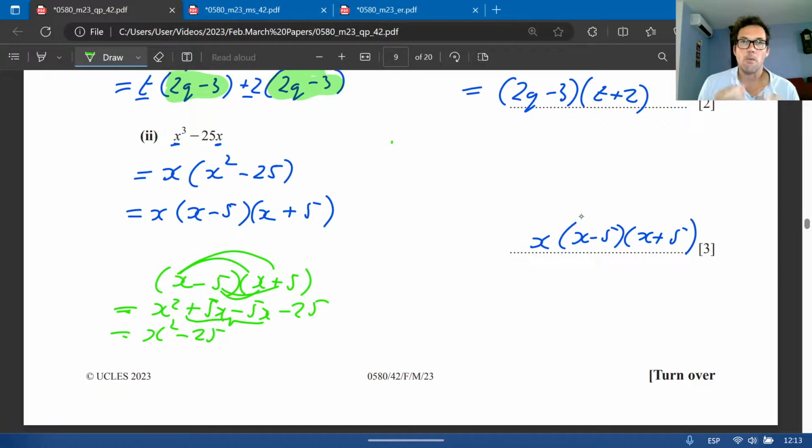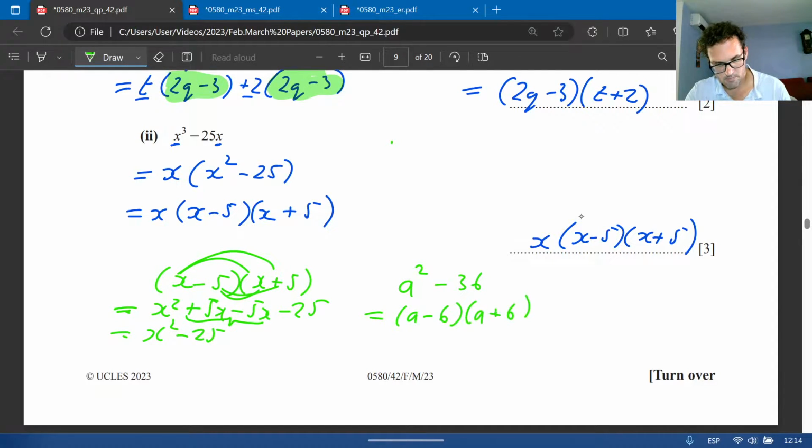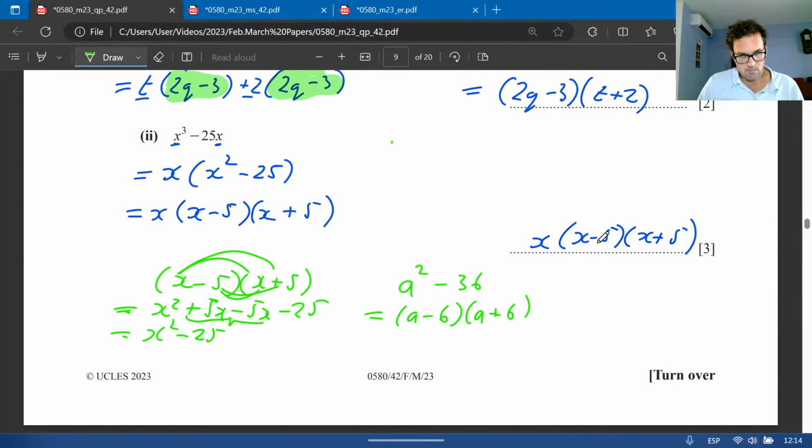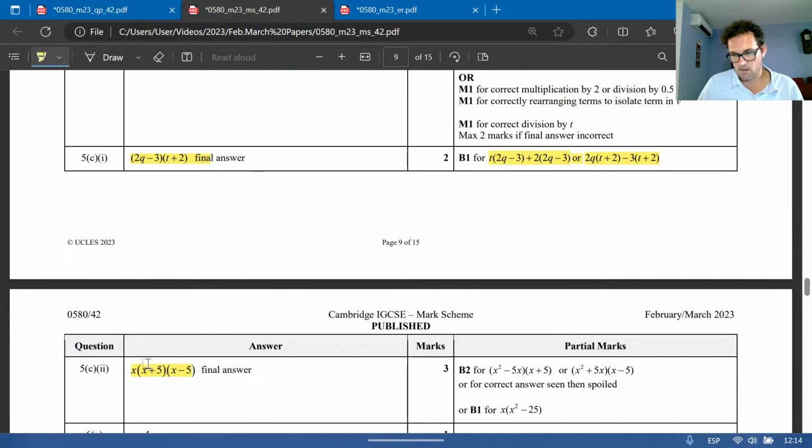This only works if we have everything squared and a minus in the middle. So for example, if you've got a squared minus 36, yeah? That will be a minus 6, a plus 6. So as another example. Alright, hope you understand. Have we checked the answer? Yep, that's correct. I've got the minus first and then the plus. They got the plus first and then the minus. That doesn't matter at all.